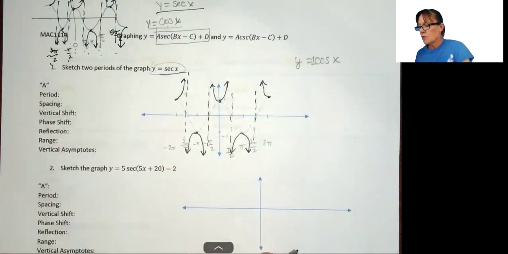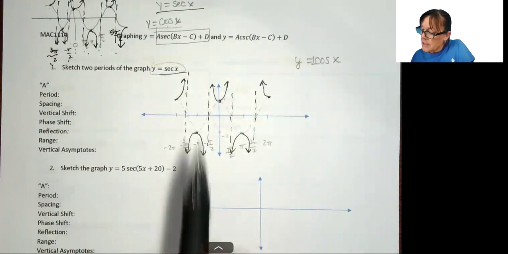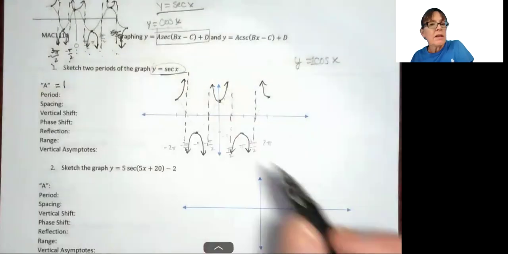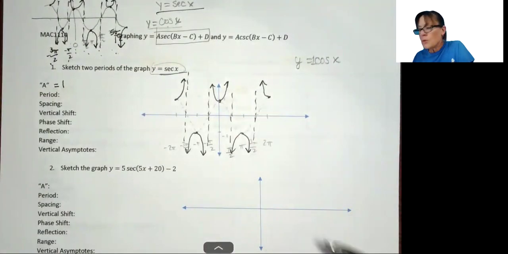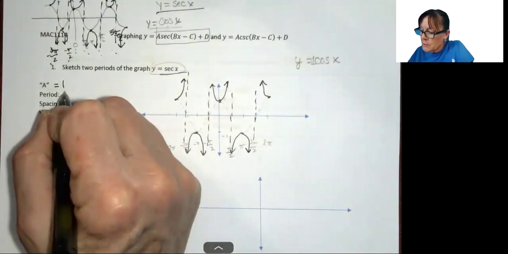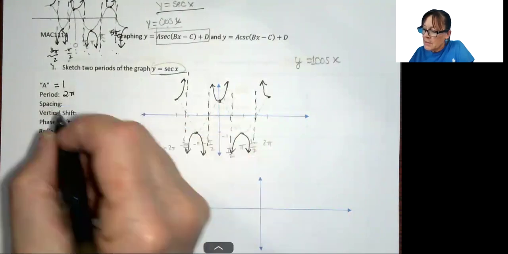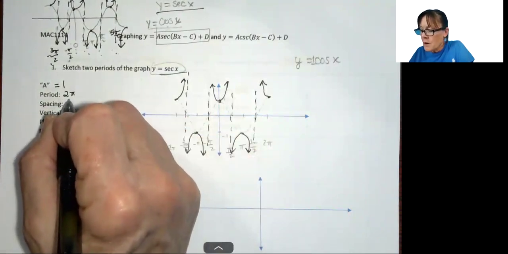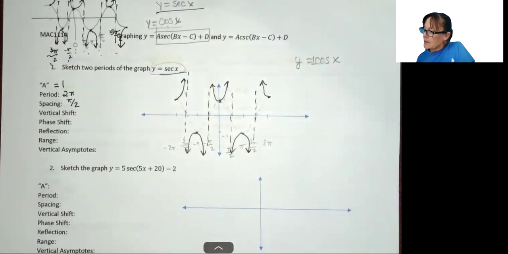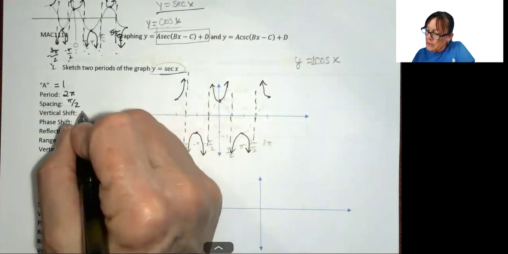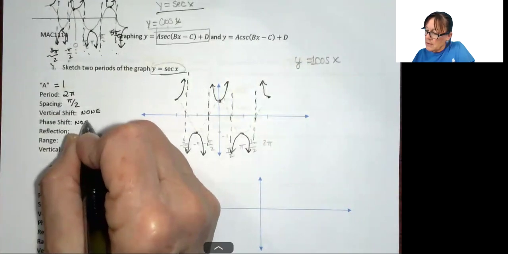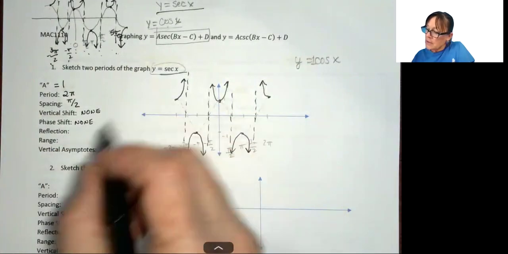Let's see, what is the value of A for secant? It's the same value that it would be for cosine. You notice that that's not an amplitude. Secant has no amplitude. The period will be the same as it was for cosine. It's going to be 2 pi over B, or 2 pi over 1, or 2 pi. The spacing will be 2 pi over 4, or pi over 2, because that's the period divided by 4. There is no vertical shift. There is no phase shift. There is no reflection because this is positive.